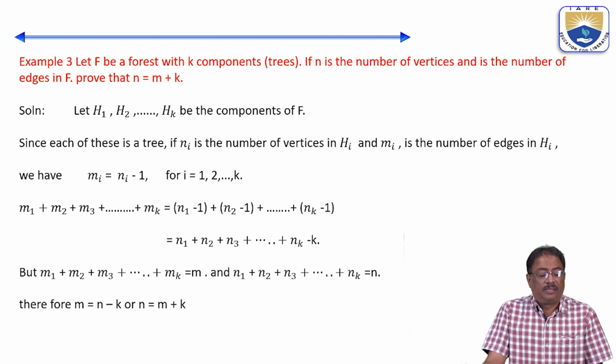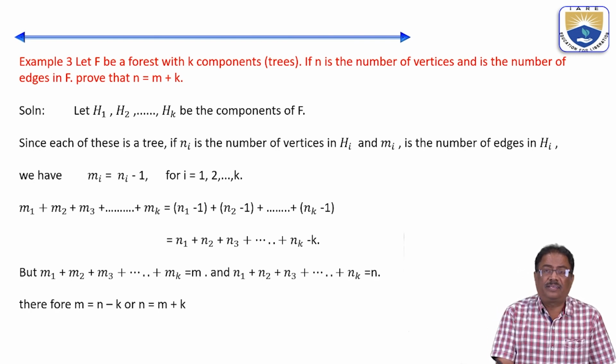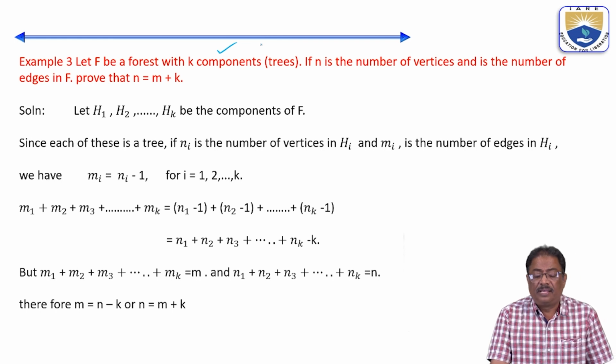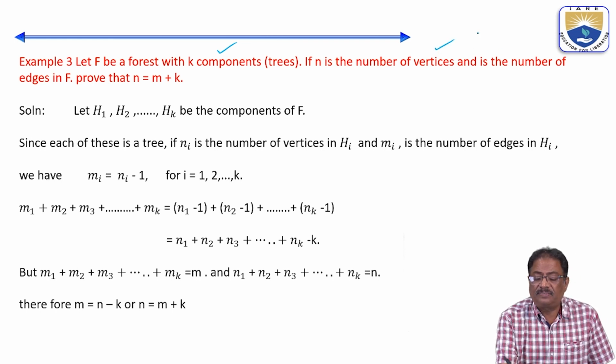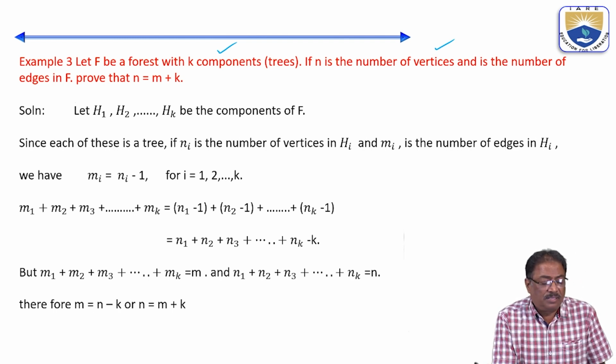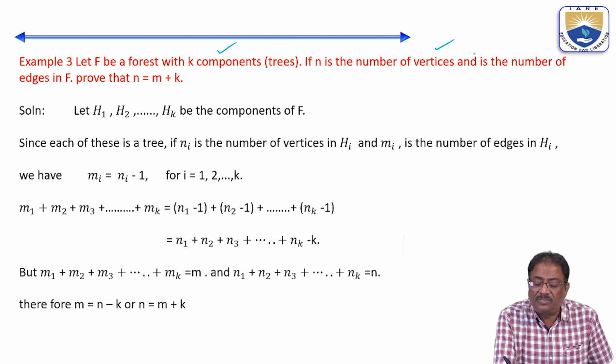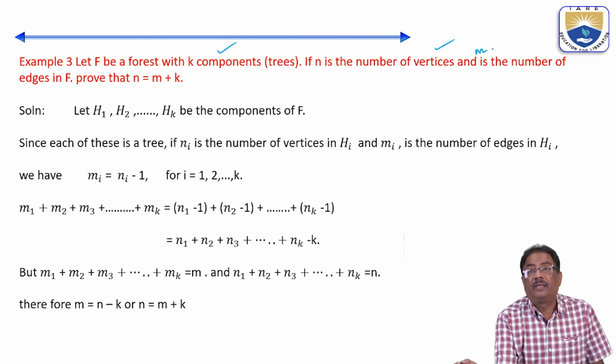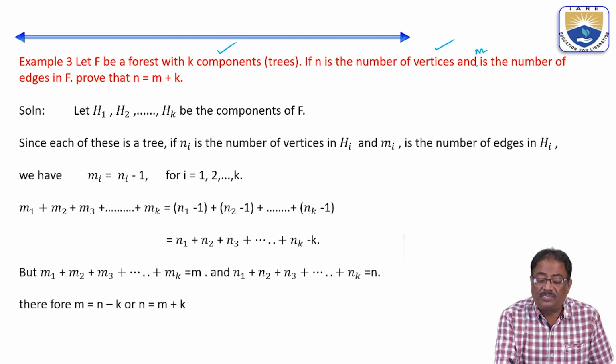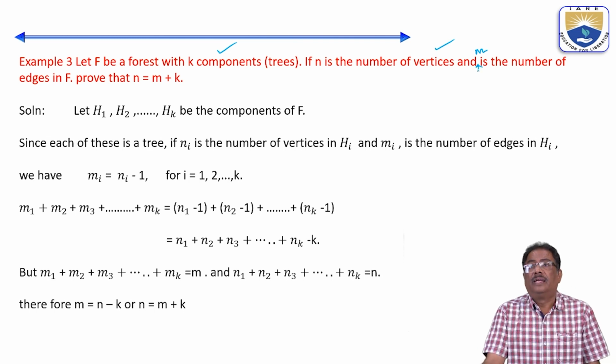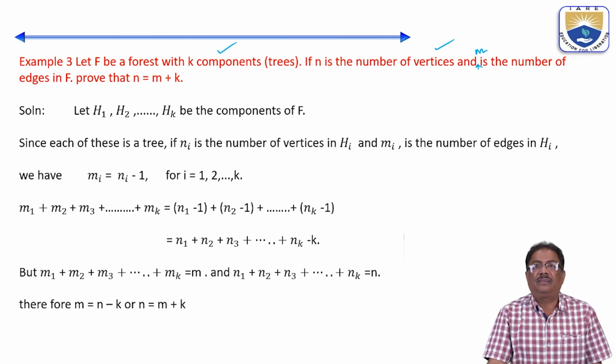Next, another one. F is a forest with k components. If n is the number of vertices and m is the number of edges in the forest, then prove that n is equal to m plus k.